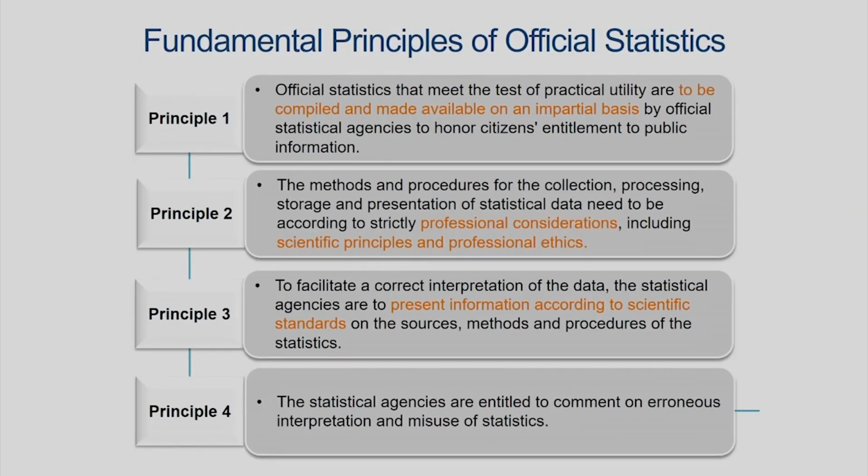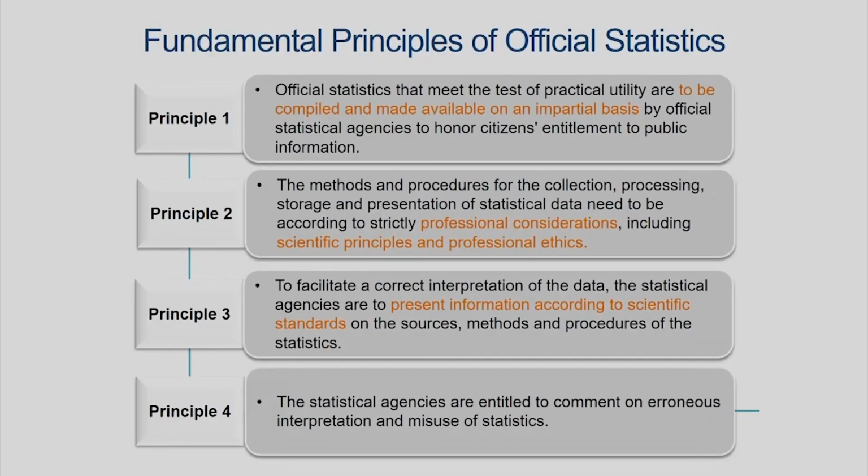The second principle is that the methods and procedures for collection, processing, storage and presentation of statistical data need to be according to strictly professional considerations, including scientific principles and professional ethics. This is again very important, because when statistical agencies are bringing out the data, there needs to be proper ethical guidelines with respect to how the data needs to be collected and processed and brought out to the public. And India has a long history of creating such statistical systems, and they have stood the test of time.